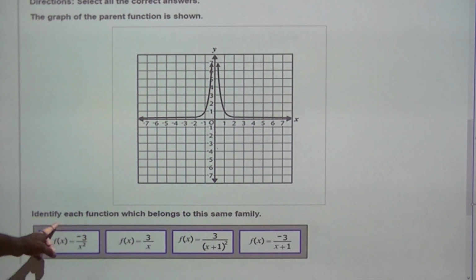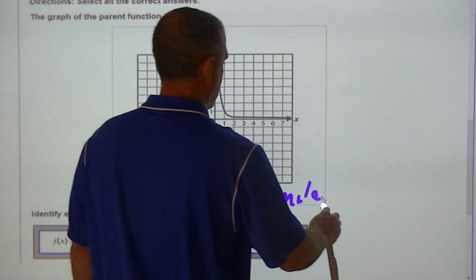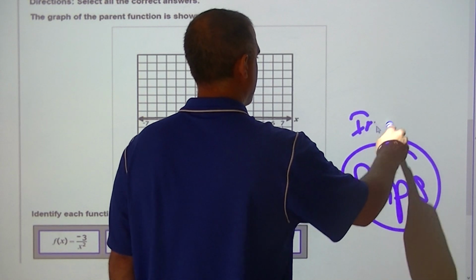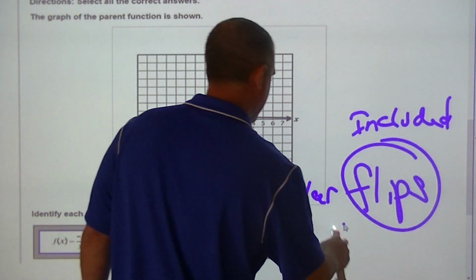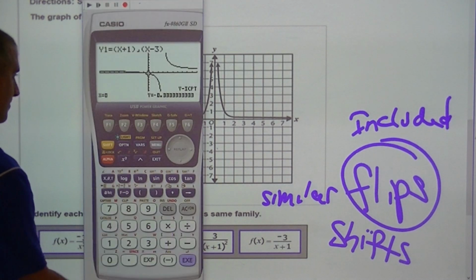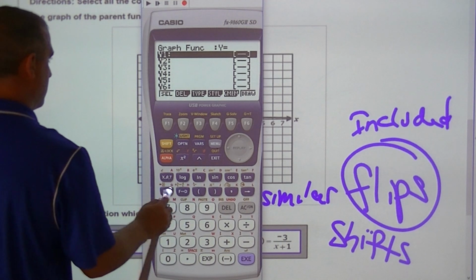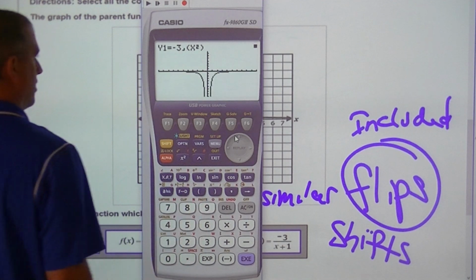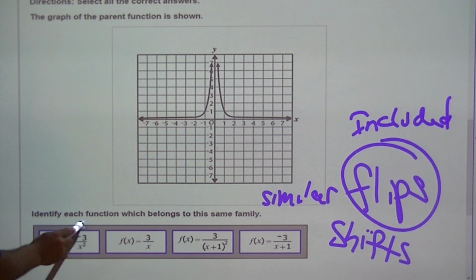Parent graph, which one belongs in the same family? What that means is similar, and you can flip it. It includes flips. You can also have flips. If it looks similar, so you have flips and shifts. That's the big thing, flips and shifts. So if you graph that, it looks similar to this, it's just flipped. So that would be one of them.